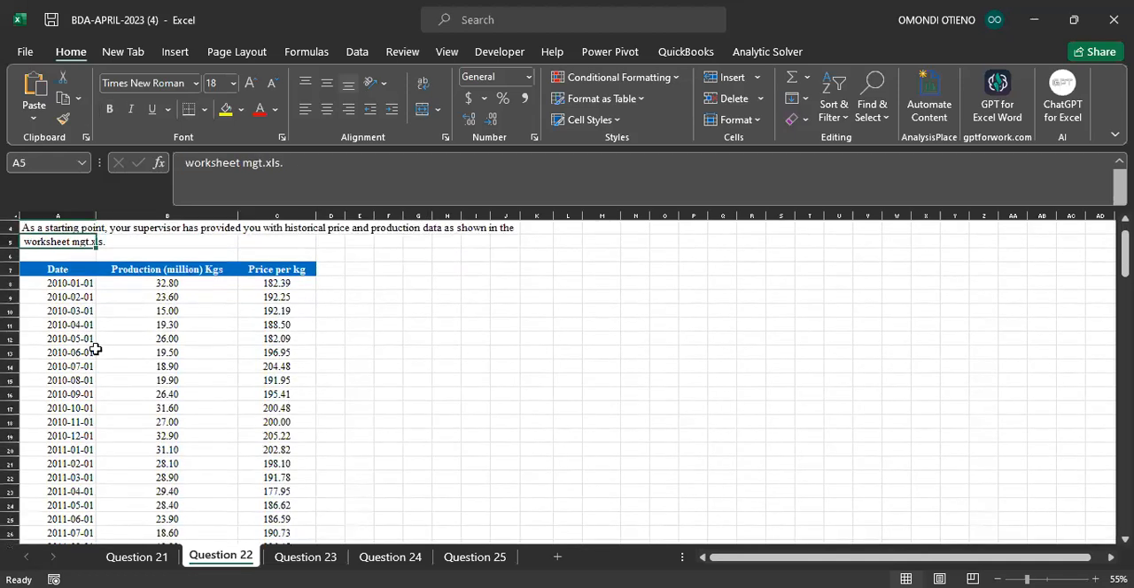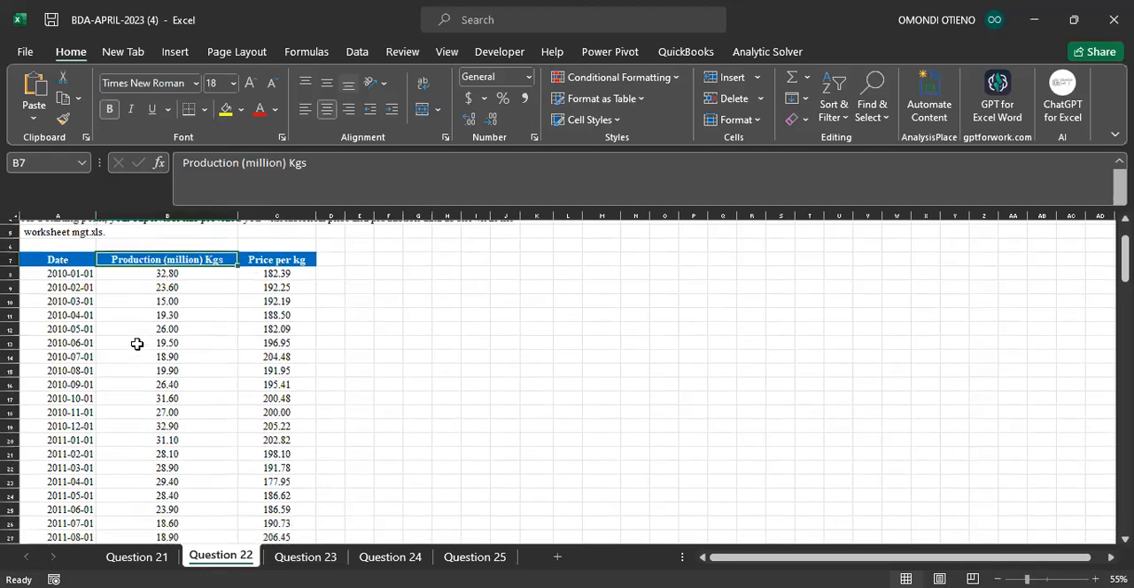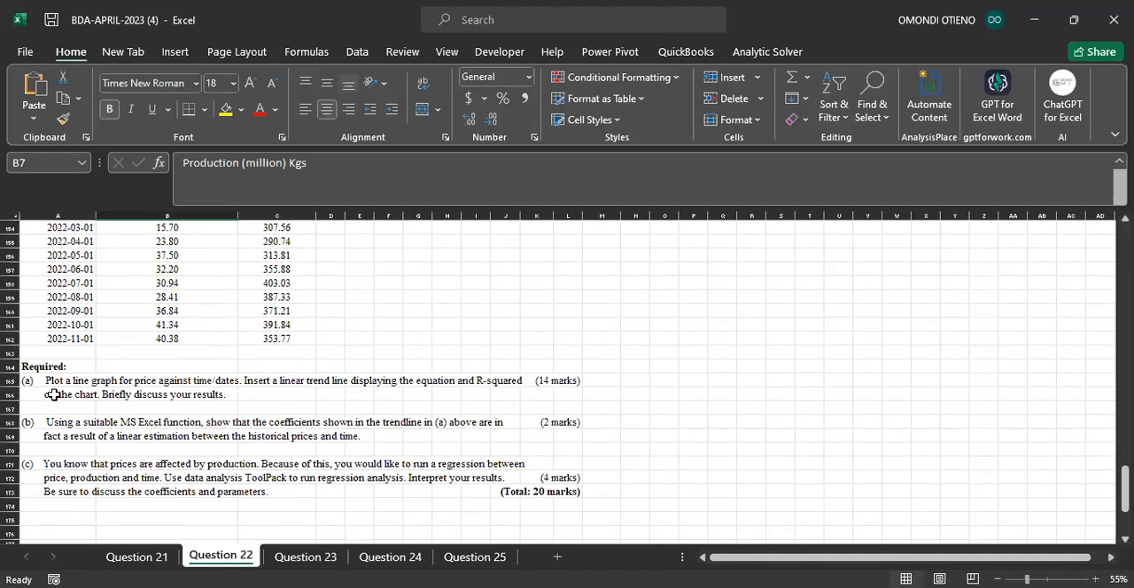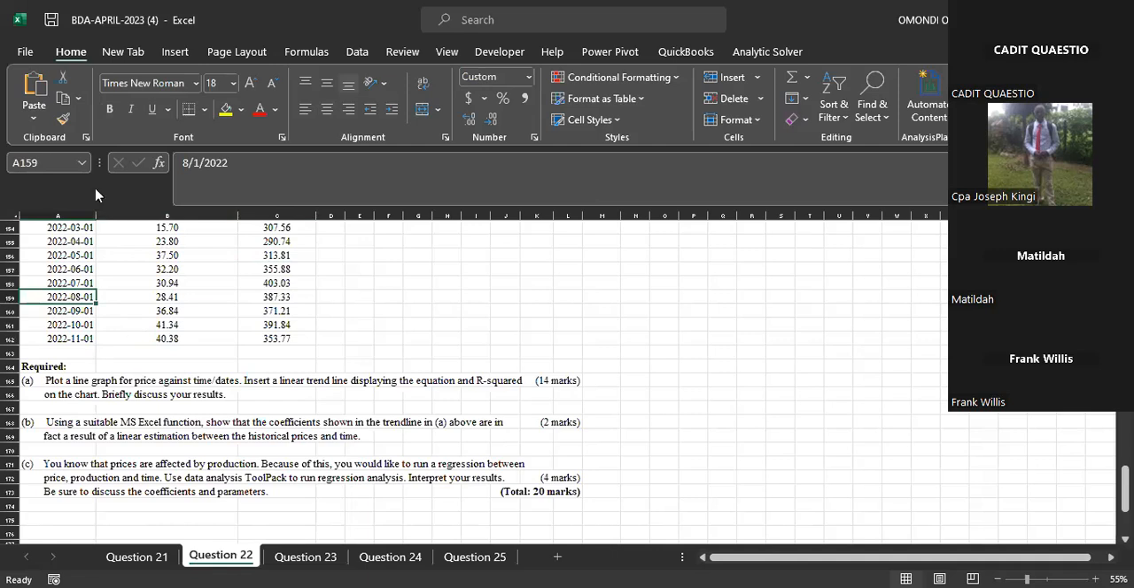So this is the worksheet. We have it here. We have date, production in millions of kgs, and then price per kg. So after doing that, what do they want us to do? Plot a line graph for price against time, that is dates. So you have price against date. What do we have here? You're basically required to draw. This is April 2023.